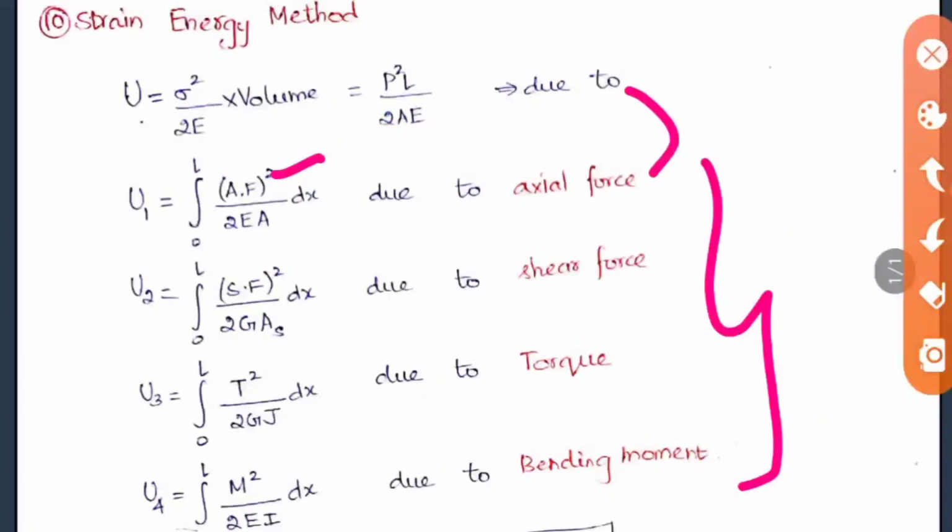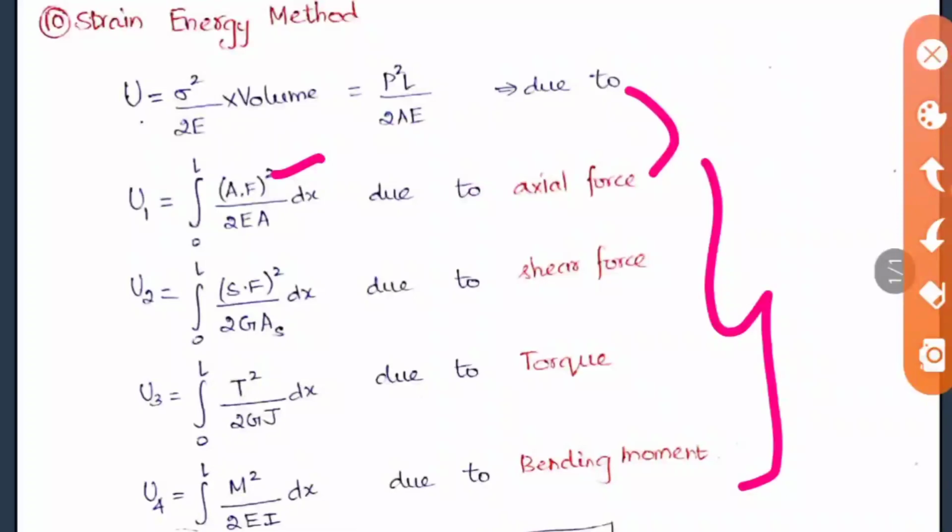Here E is the Young's modulus of elasticity, and G is the rigidity modulus. As is the surface area, because for shear force, only where the shear force is acting do we take the surface area, not the whole area. The next one, due to torsion, is T square by 2GJ, where G is the rigidity modulus and J is the polar moment of inertia.